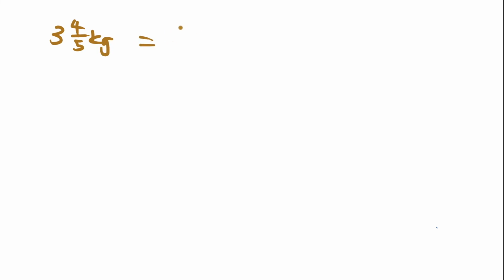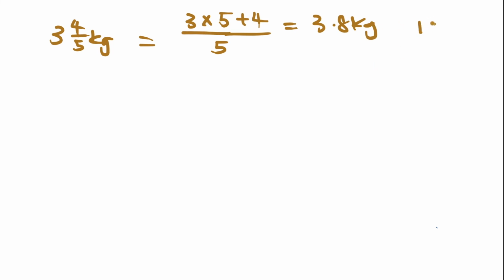Here, you know, is 3 times 5 divided by 5 plus 4 divided by 5. When you have 3 times 5, 15 plus 4 is 19. 19 divided by 5 will be 3.8 kilogram. Now it's 19 divided by 5. You can do your division working. I didn't see any working here.